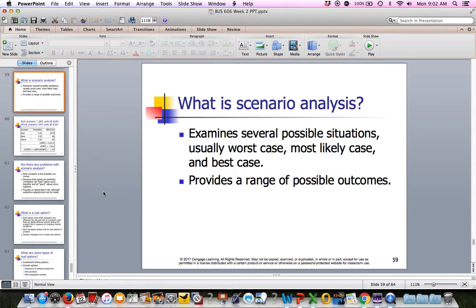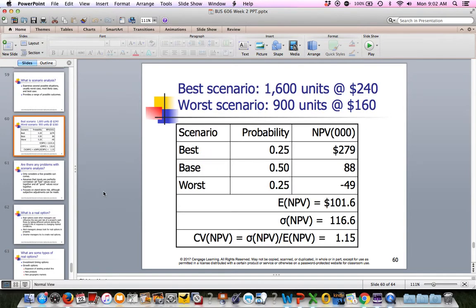And scenario analysis is looking at what's the worst thing that could happen, what's the worst case scenario, what's the best case scenario, and what's something in between, giving us a range of outcomes. And so we can do the same thing. We can apply probabilities to this, which are very subjective, by the way.